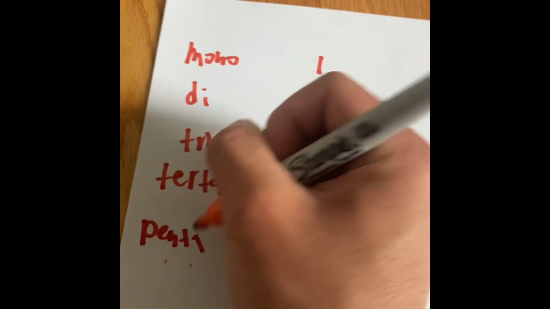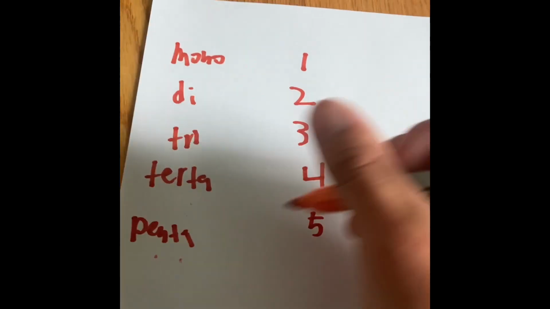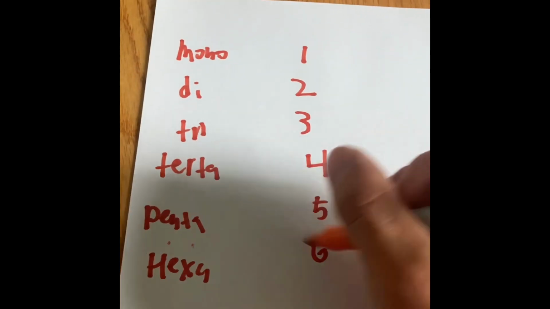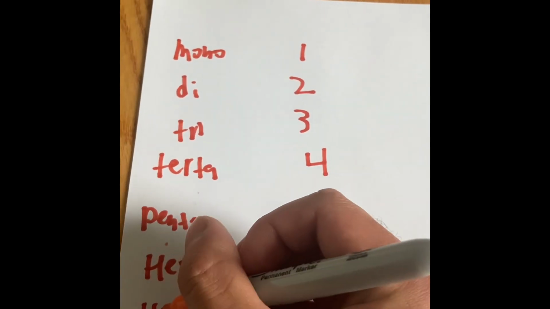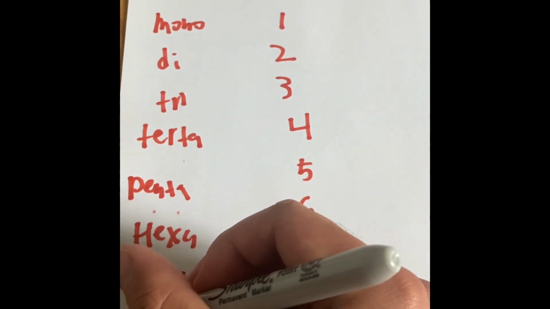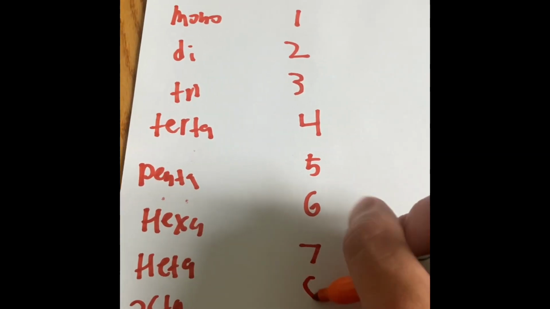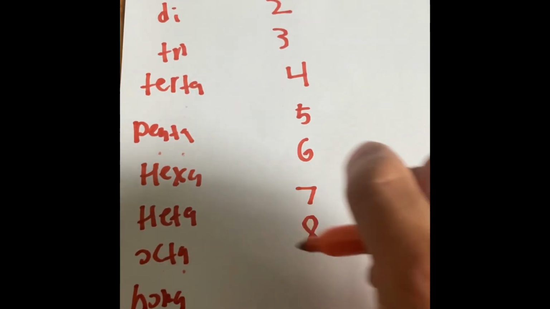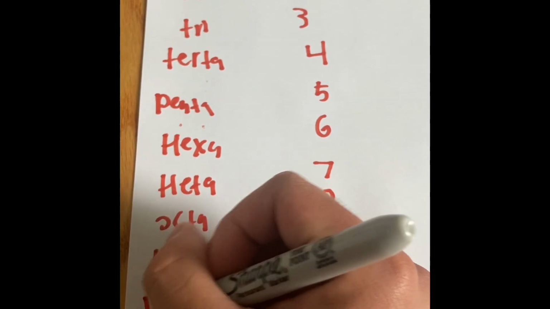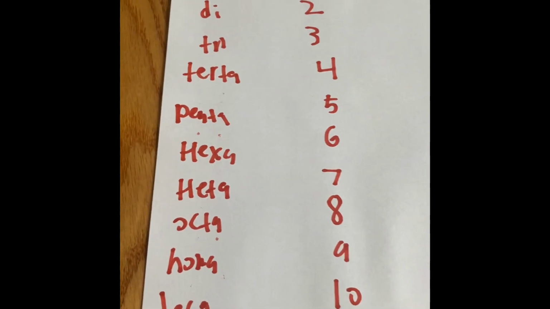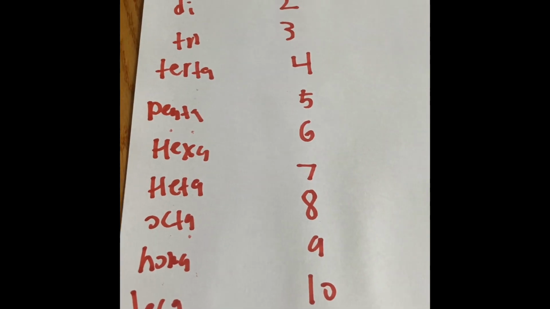Penta is going to be 5. Hexa is 6. Hepta is going to be 7. Octa is going to be 8, like an octagon. Nona, that's going to be 9. And deca is going to be 10. So those are going to be the prefixes of how we name things.